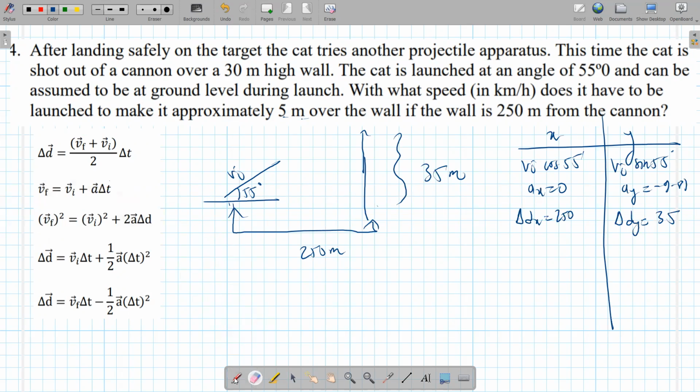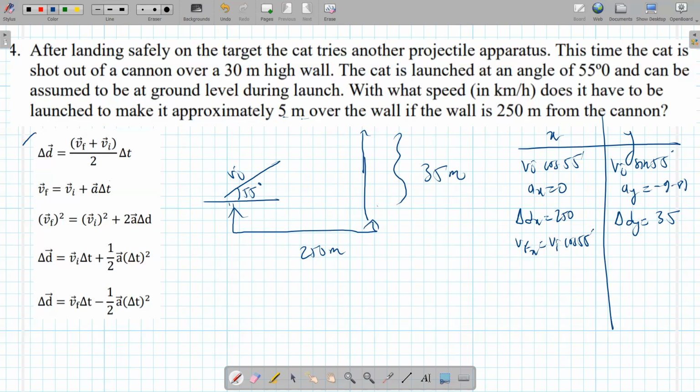Initial equals final. So we know that VFX is VI cos 55. Whatever we started out with in the x direction, that's gonna be the final velocity as well. Okay, now, how does that help us?